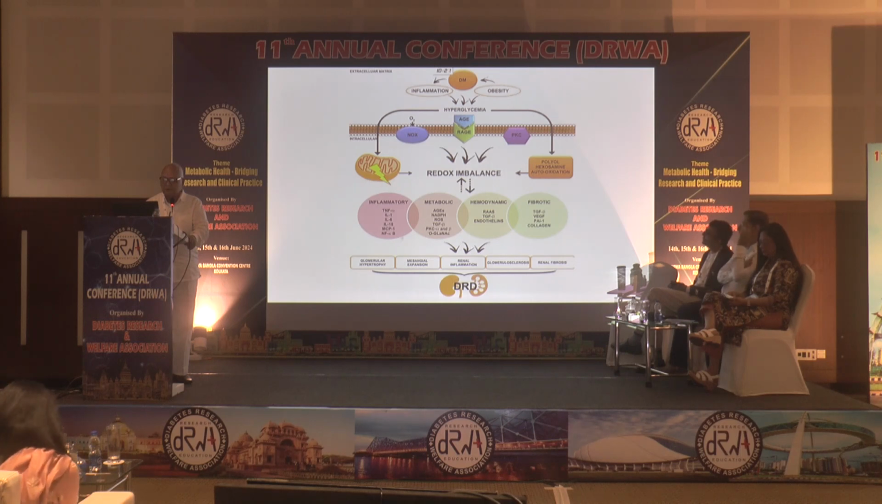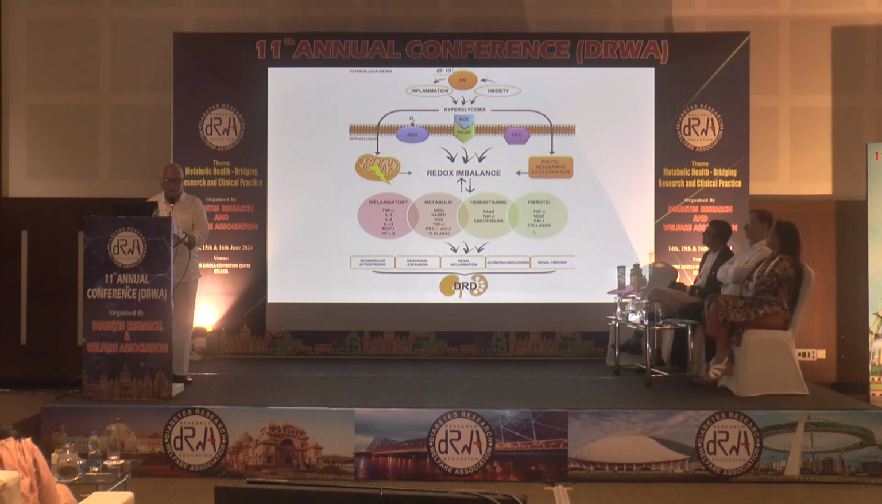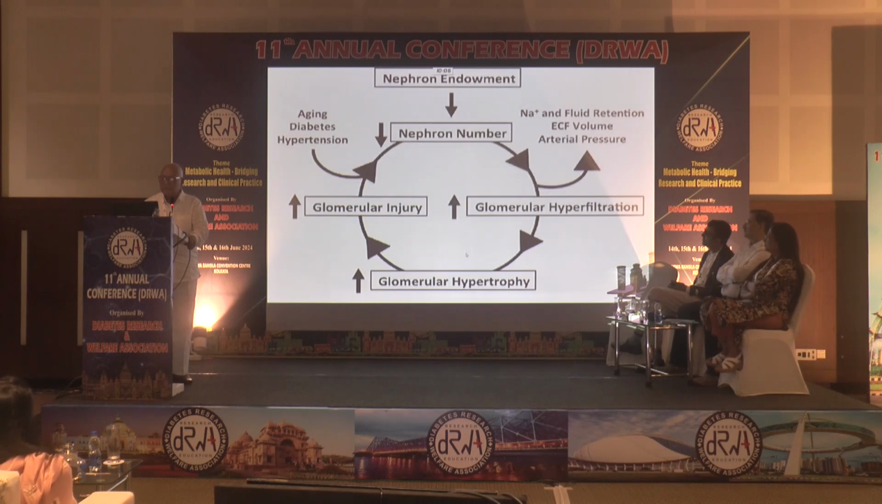Look at the list: IL-1, 6, 18. Metabolic, look at the ROS, TGF-alpha, PKC, protein kinase C, hemodynamic factors, fibrotic factors. All these contribute in the pathogenesis of diabetic kidney disease.